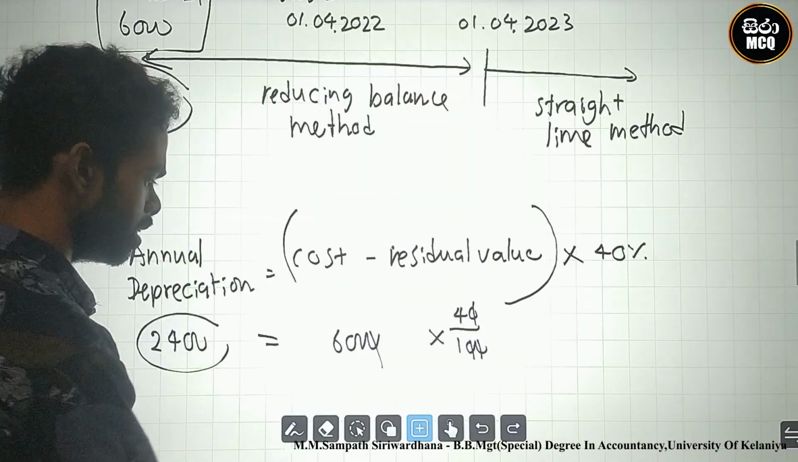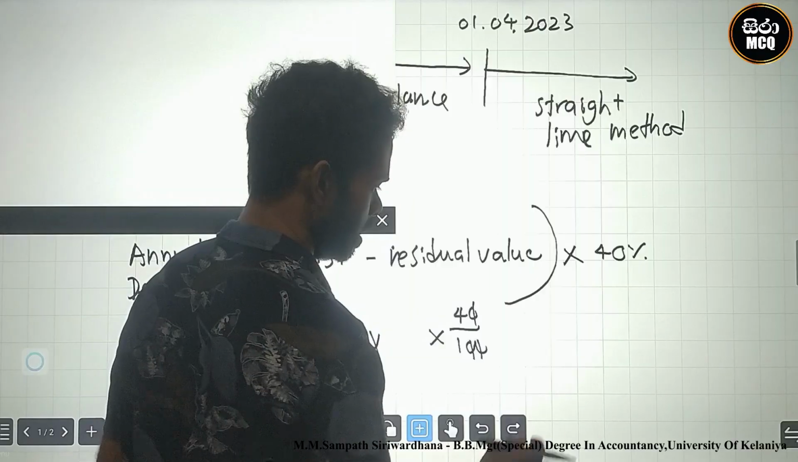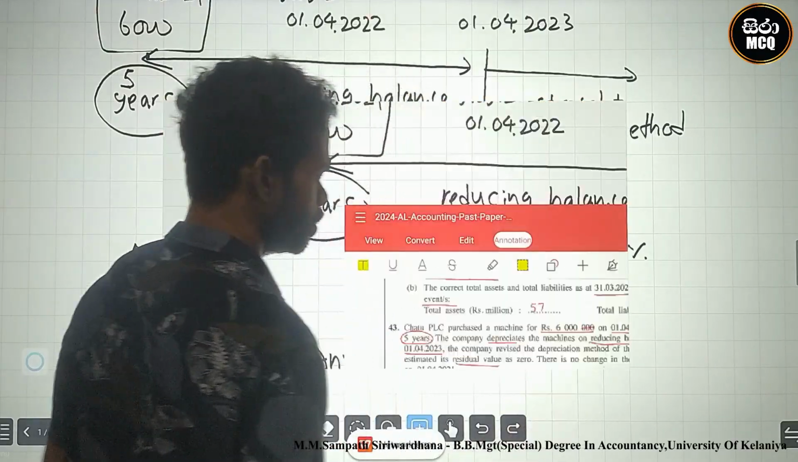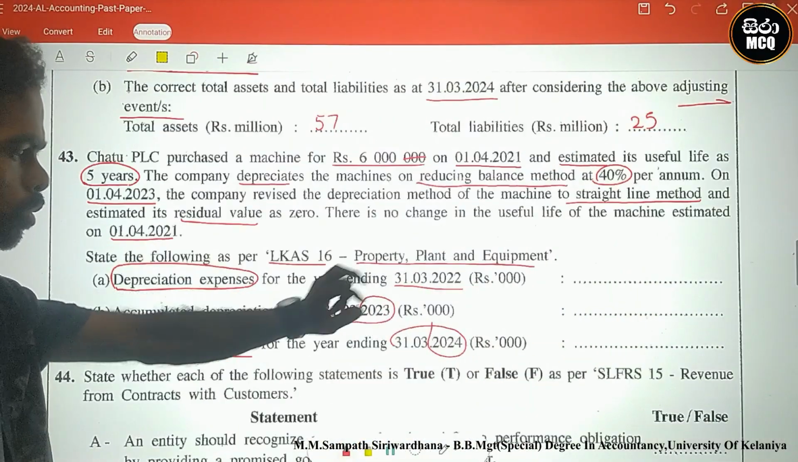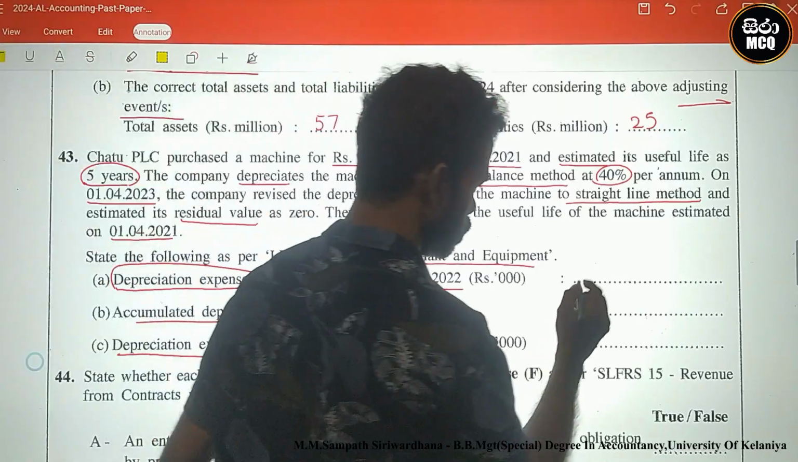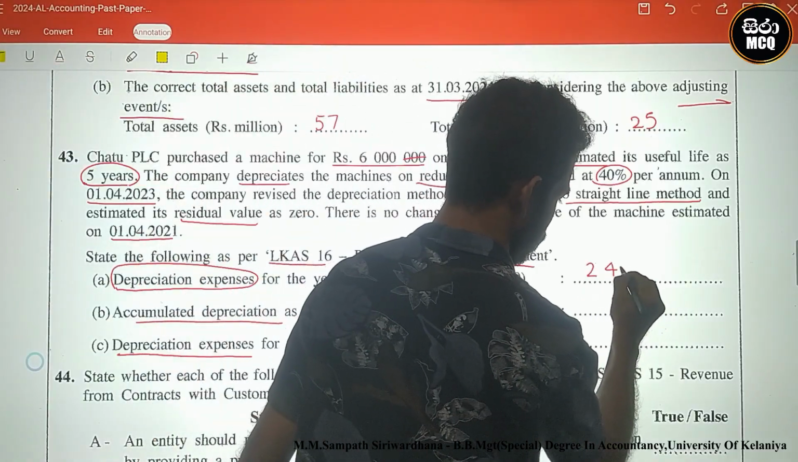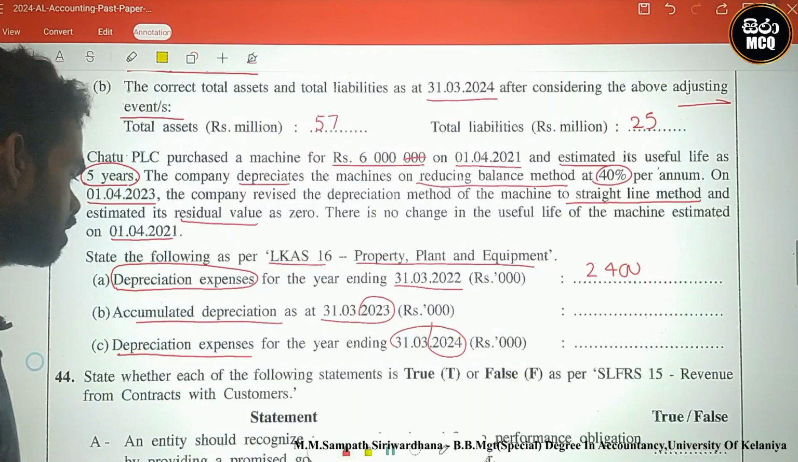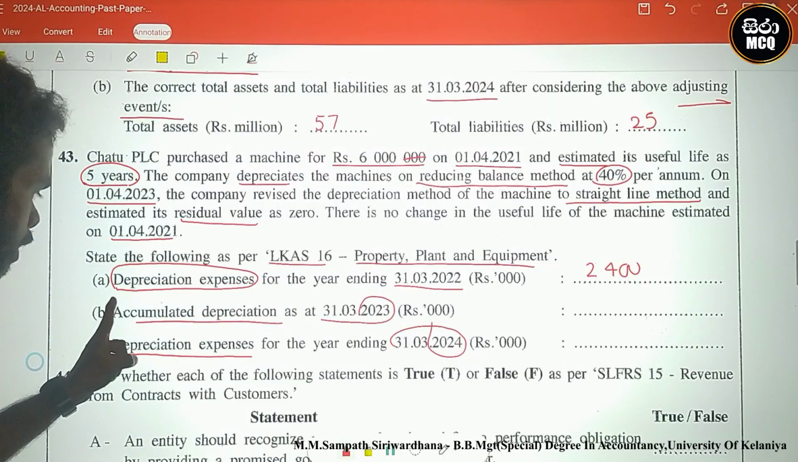Okay, and we can write it easily. First year, 2022: 2,400. What's the next request?